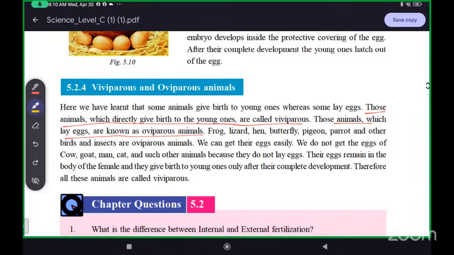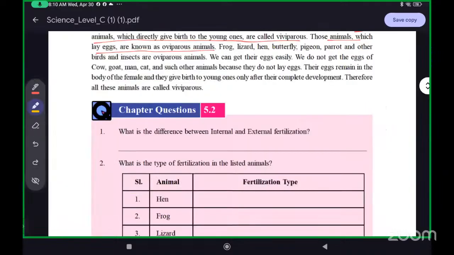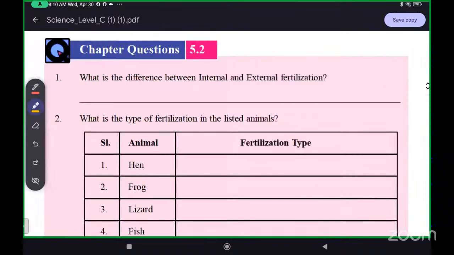Shall we move forward? Then I'm scrolling. 5.2 is your homework.